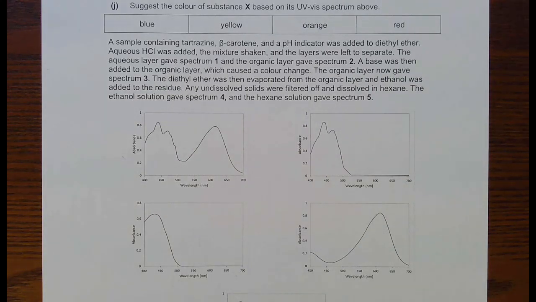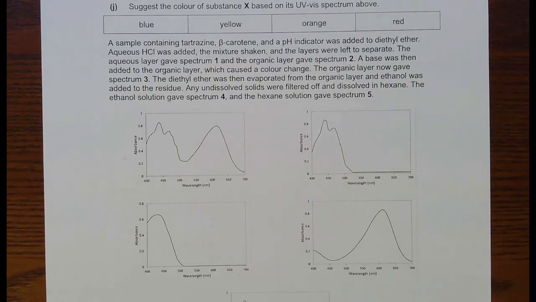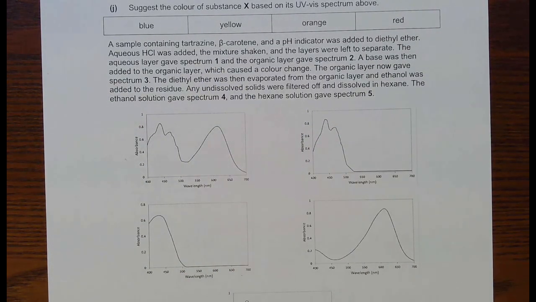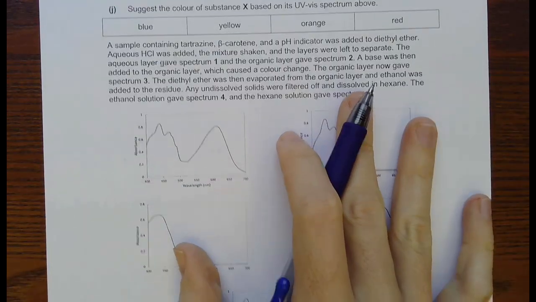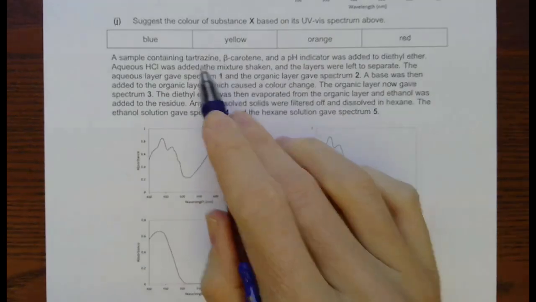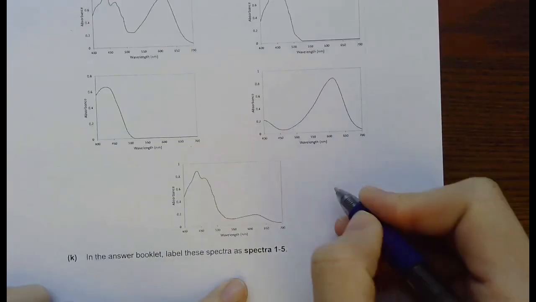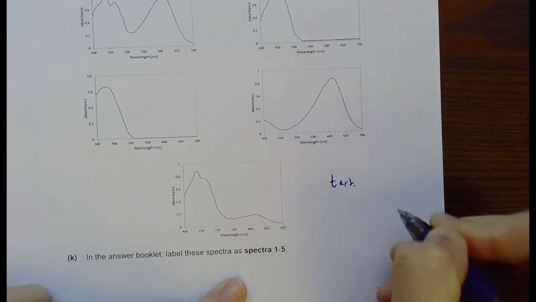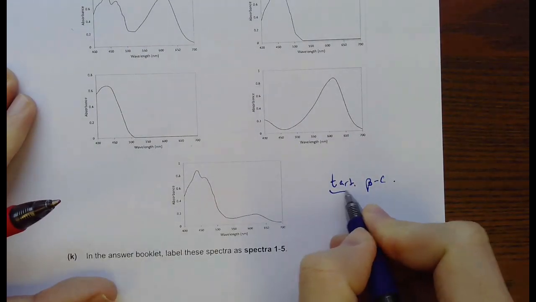Which is what confused me. I was thinking to myself, well, suppose it's universal indicator, what colour would this be, what colour would this be, and so on, and then try to work it out from there based on what's going on here. But I don't think that's really a possible way of doing this question. So what I'm going to do is go through and make sense of all of this information here. I'm told that I have a sample containing tartrazine, beta-carotene, the pH indicator, and it's all added to diethyl ether. So my tartrazine and my beta-carotene are going to be in my mixture.